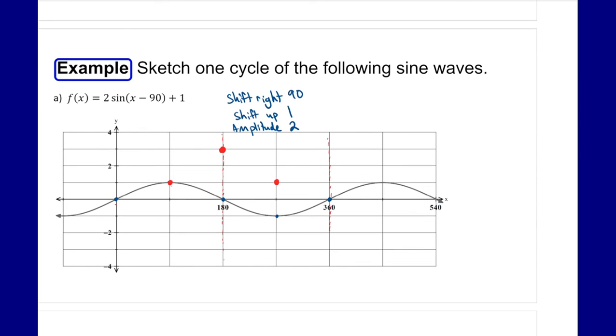So again, imaginary vertical line, somewhere along this point, 90 units away to the right, I should have my minimum. Again, the amplitude is 2, so that tells me the minimum should be down 2 from this midline here. And then again, another 90 units, and I come back up to 0. So in this case, if I want to sketch this graph, it looks something like that. So that's one cycle of the sine wave 2 sine of x minus 90 plus 1.